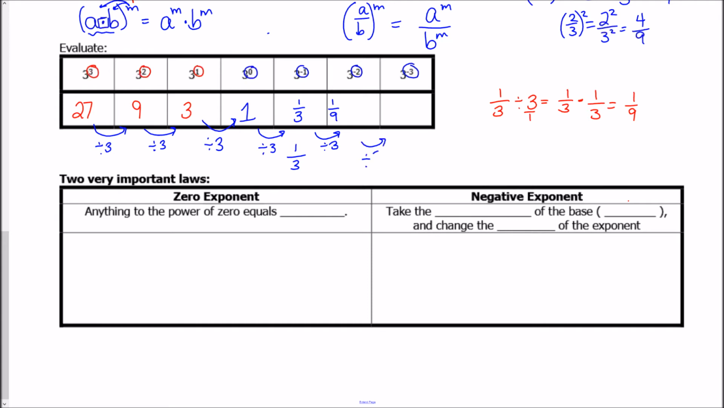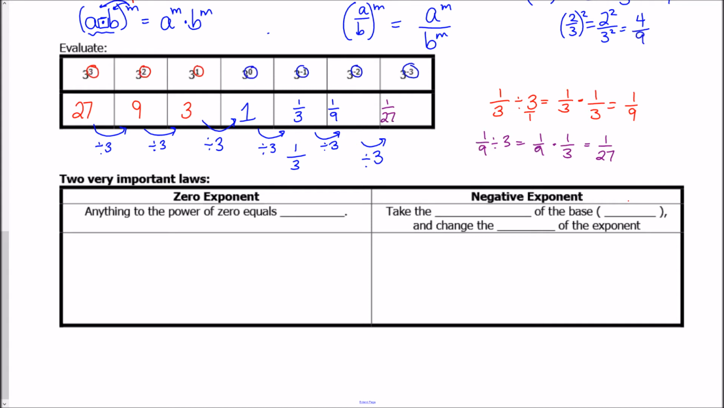Okay, then I'm going to do the exact same thing again. This went down by 1, so it's 1 less 3. So this time I'm going to take 1/9, and I'm going to divide that by 3. Well, what that means is 1/9 times 1/3, because I have to do the reciprocal, so I end up getting 1 over 27. So this right here is 1 over 27.